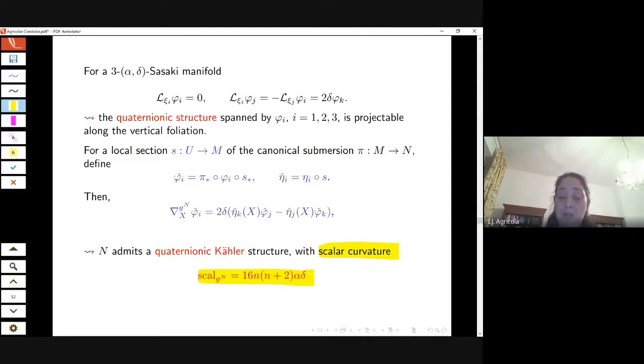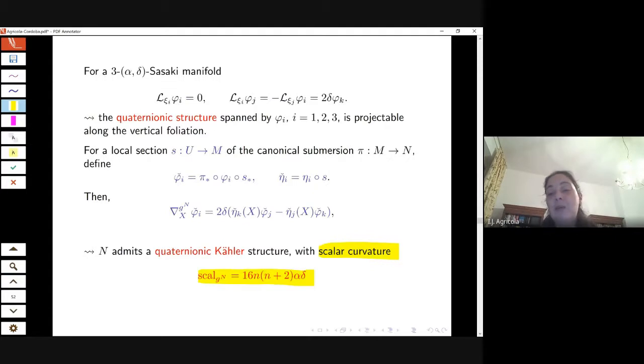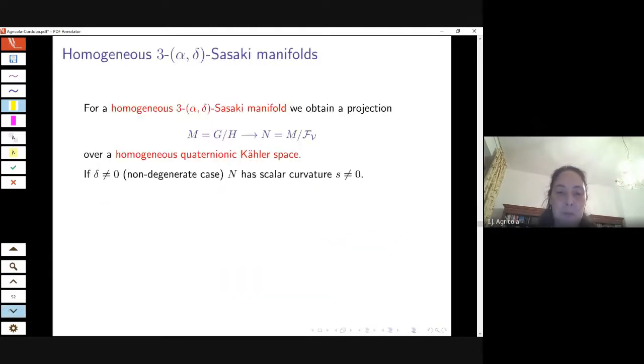Alpha times delta positive. This canonical submersion will lead to a quaternionic Kähler base with positive scalar curvature. If it's degenerate, it will have zero scalar curvature, and if it's negative, it will lead to negative scalar curvature on the quaternionic Kähler base. So these three classes translate immediately into three very different types of geometry for the quaternionic Kähler base. This explains once again why this is a good scheme for dividing these manifolds.